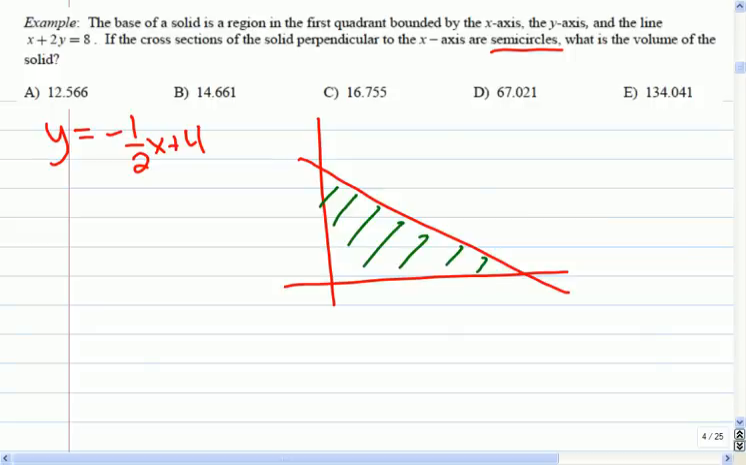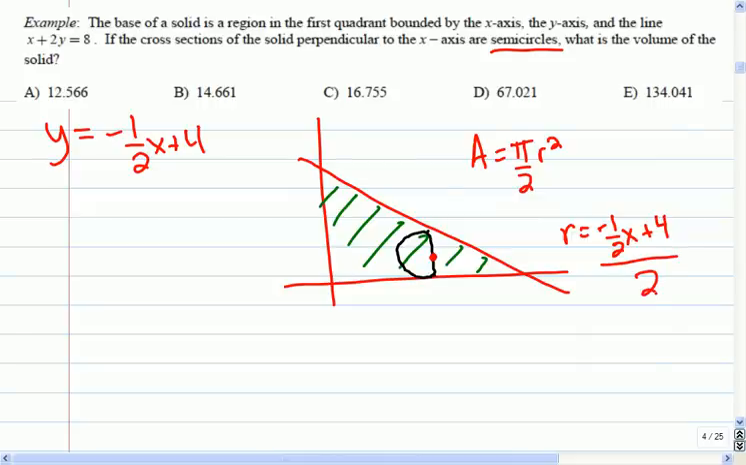And in here, we take a perpendicular to the x-axis, so like this, and a semicircle. Since we're dealing with semicircles, my area function is going to be pi r squared over 2. And the total length there, I only want half of the way up. I don't want the whole thing. So that whole piece there is equal to negative 1/2 x plus 4. So the radius is negative 1/2 x plus 4, but we have to divide it by 2. So we'll make it a little friendlier. It would look like this if we get rid of the complex fractions. So that's my radius function.